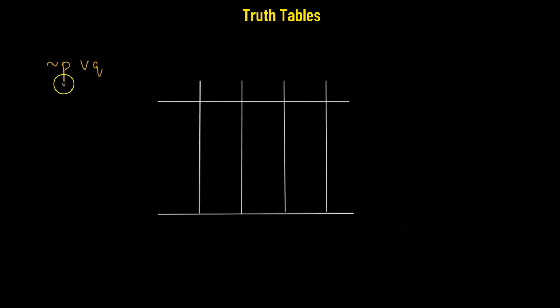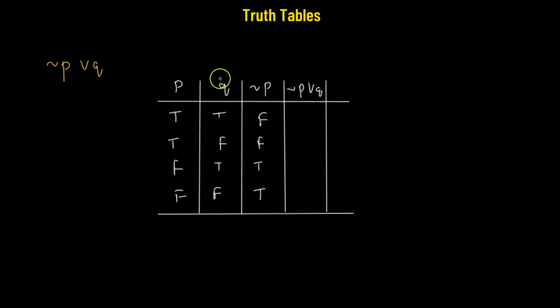So we need to construct a truth table for not P or Q. We begin with P and Q, with the truth values. Then we have negation of P, so that will be false, false, true, true. And for negation of P or Q, consider column 2 and column 3. False or true is going to be true. Both of them are false, it's going to be false. One of them is true, it's going to be true. Let's move on to the next problem.